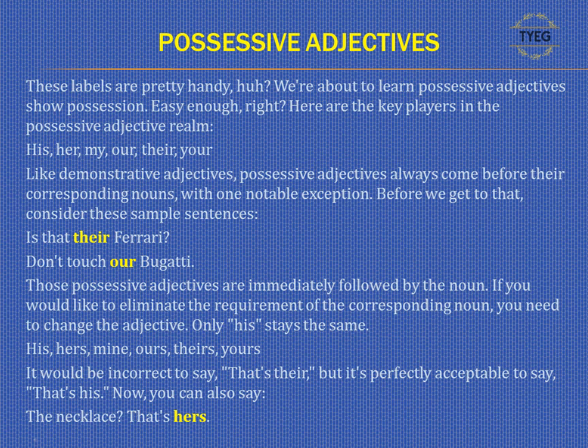Before we get to that, consider these sample sentences. Is that their Ferrari? Don't touch our Bugatti. Those possessive adjectives are immediately followed by the noun. If you would like to eliminate the requirement of the corresponding noun, you need to change the adjective. Only his stays the same.